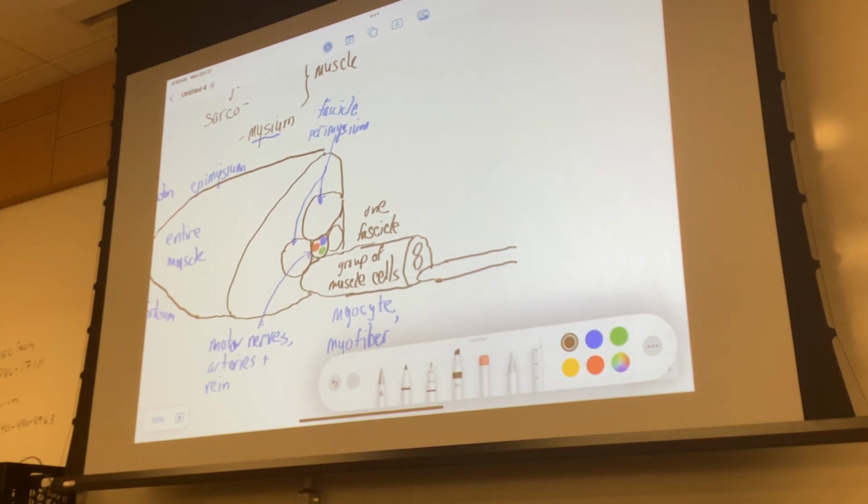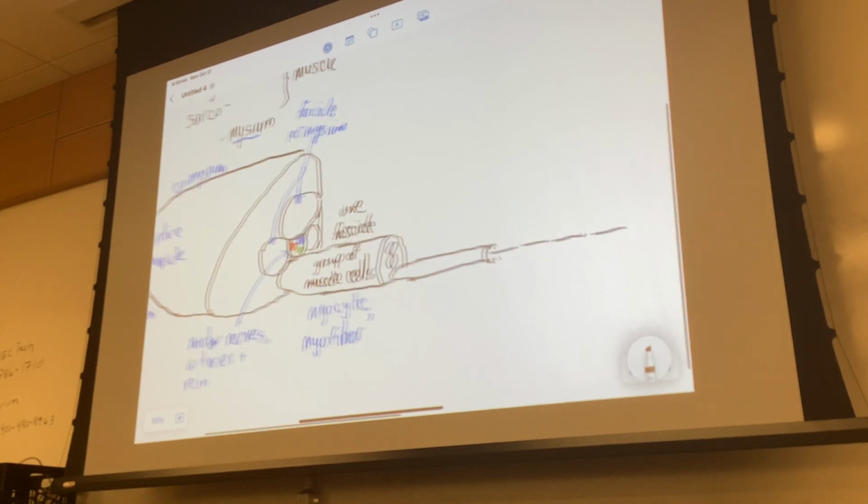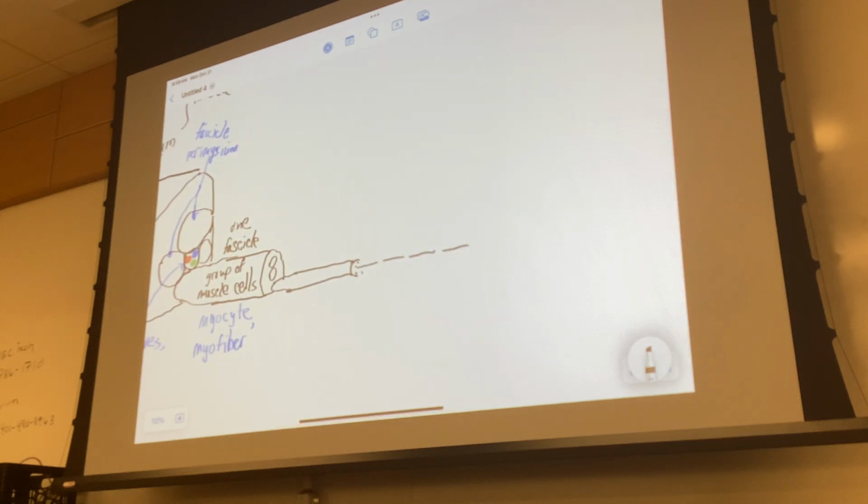And that single muscle fiber then has individual fibrils, and those fibrils look like they're darkened. There's a series of dark and light sections of it. Those individual myofibrils, I'm going to tell you what they are in a second here, is what we're trying to get to.